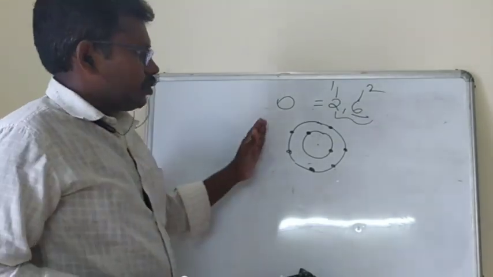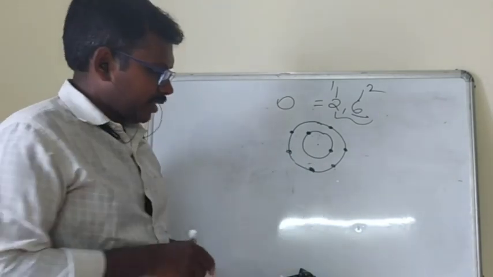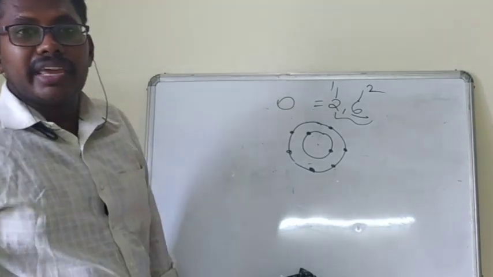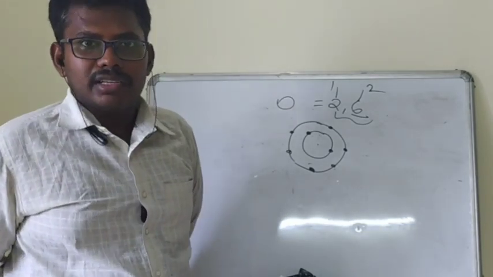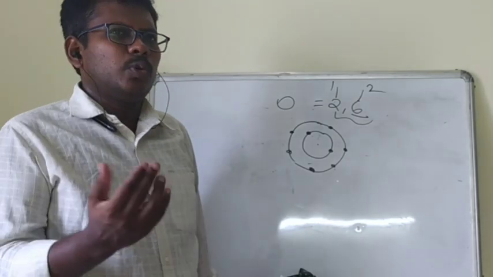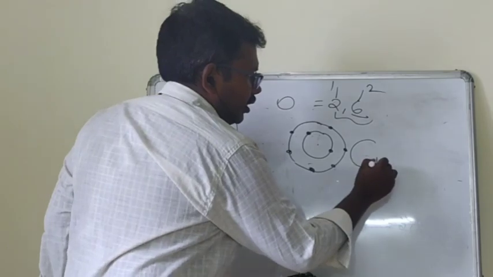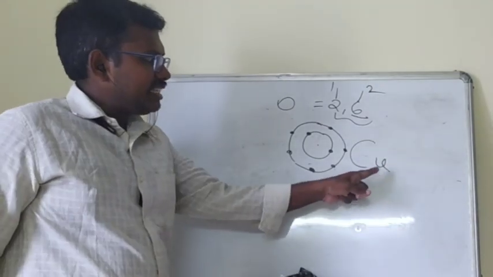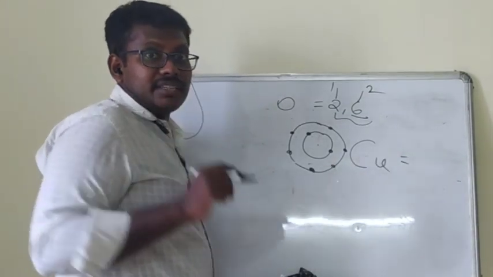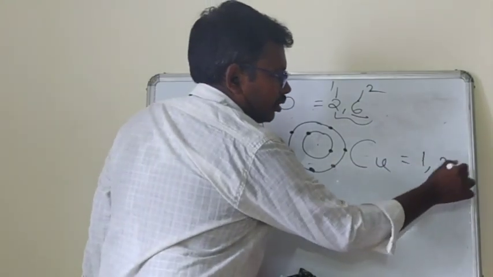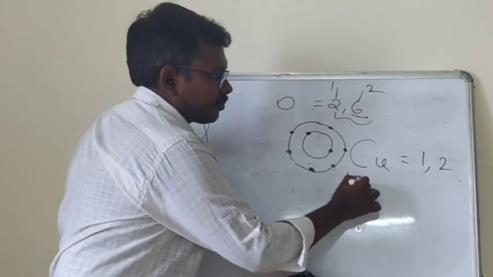Okay, so this is about the valency examples. Now we will discuss variable valency. Some elements have more than one valency. It means some elements have 2 valencies. For example, copper, symbol Cu. It has 2 valencies, that is 1 or 2. Now coming to Hg.